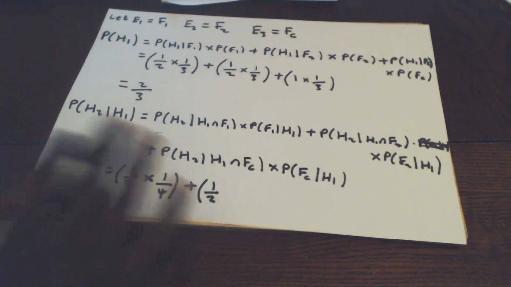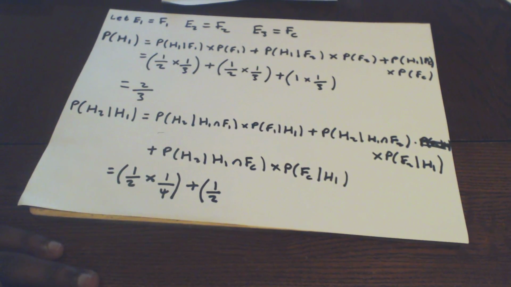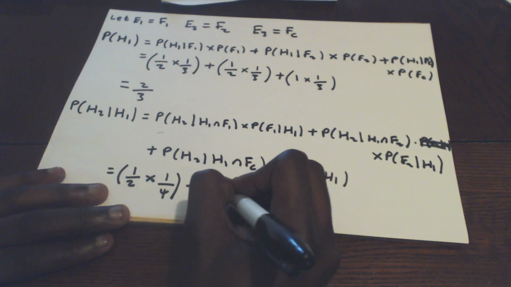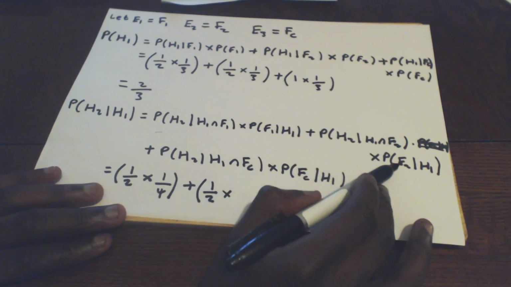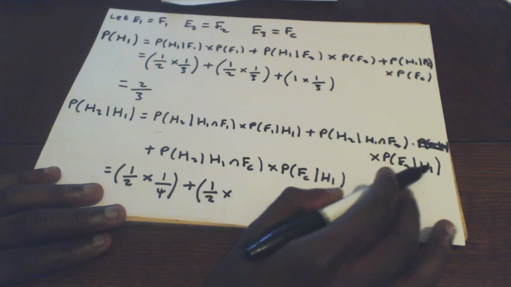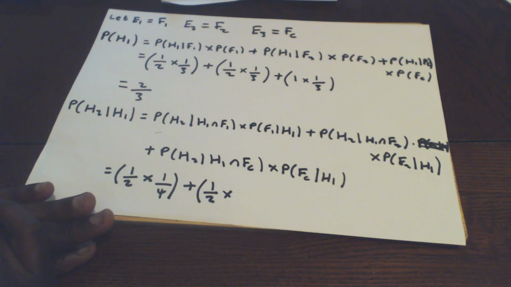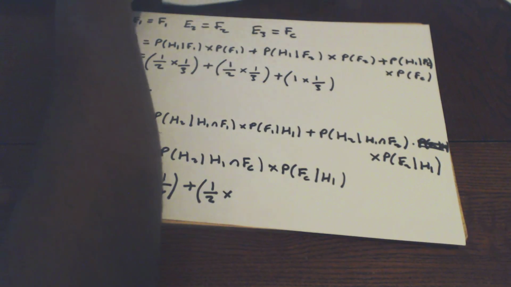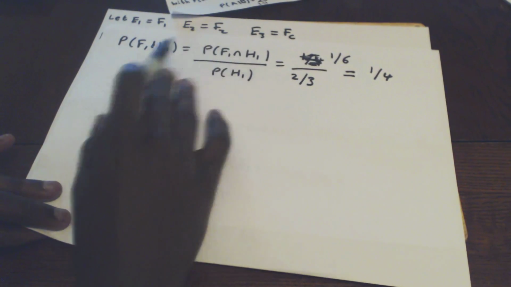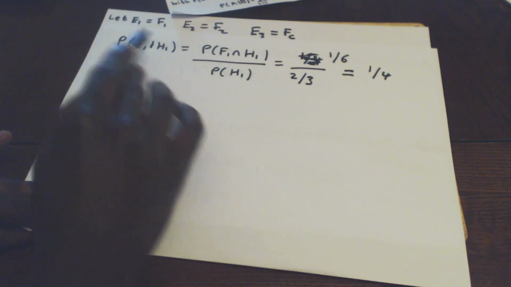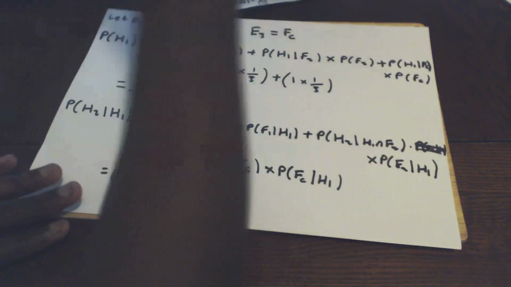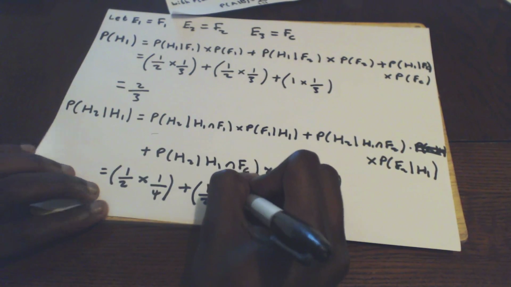Right, because obviously the first one was fair, and it's just a half. Times by, what did we get times by? Well, the probability that you got the second fair coin, given that you got a head. Well, that's going to be the same as the first coin, right? Because it's got the same properties. We're just going to have F2 here instead. It's still going to be 1 out of 6 divided by 2/3. So that's also going to be a quarter.